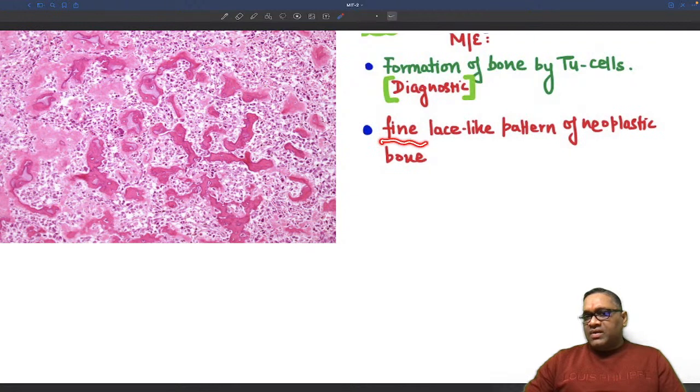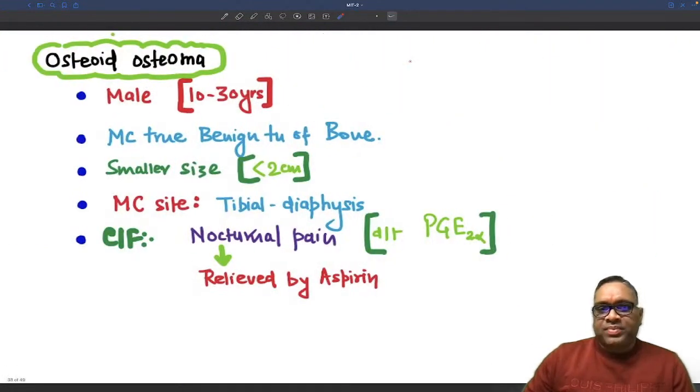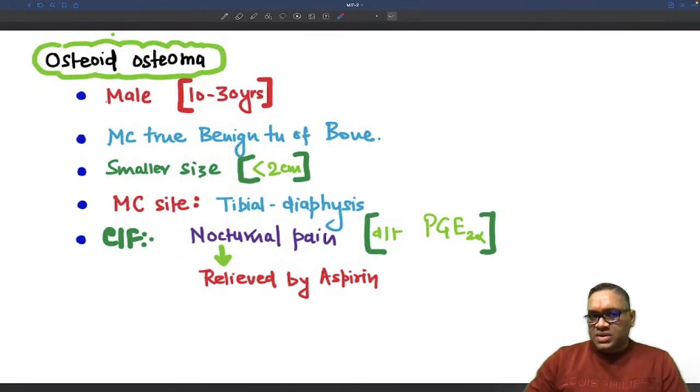So they are looking like a fine lace-like pattern of neoplastic bone. You can see the fine lace-like pattern of neoplastic bone is there. So that is diagnostic of the osteosarcoma, right? Now what about the osteoid osteoma? That was another option in this question.